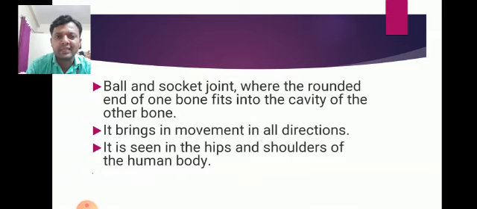Where is the joint located in the human body? That is very important. It is seen in the hips and the shoulder of the human body. You will find the ball and socket joint in the hip and the shoulder. Hope you are clear with it.